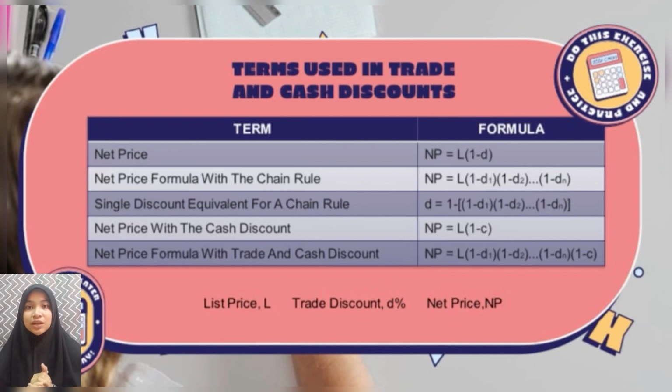Furthermore, single discount equivalent for a chain discount is D equals to 1 minus in bracket 1 minus D1 in bracket 1 minus D2 and in bracket 1 minus Dn. Moreover, terms for net price with the cash discount is NP equals to L in bracket 1 minus C. Lastly, net price formula with trade and cash discount, NP equals to L in bracket 1 minus D1 in bracket 1 minus D2 and in bracket 1 minus Dn in bracket 1 minus C.